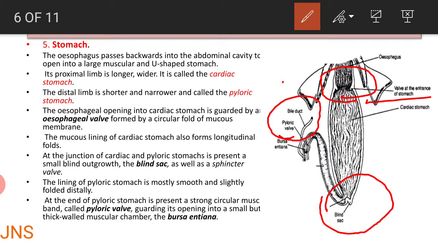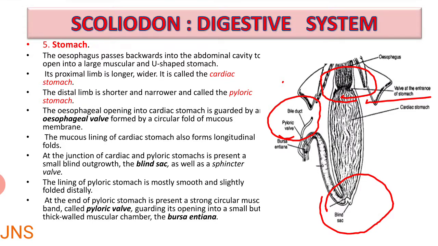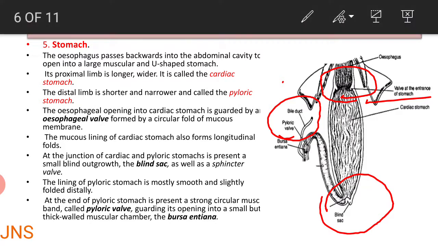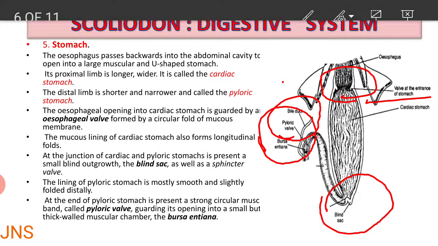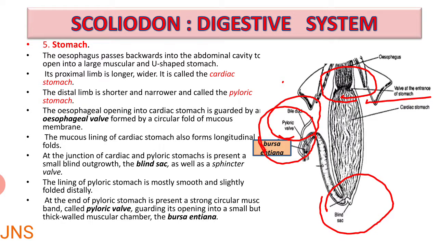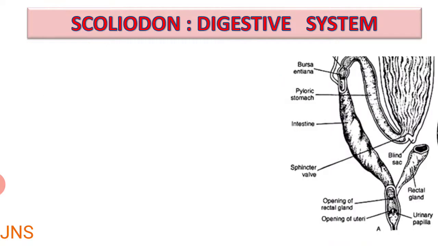At the end, where the pyloric stomach ends, there is a strong circular muscular band called the pyloric valve, guarding its opening into a small but thick-walled muscular chamber, the bursa entiana. Near that region there is the bursa entiana, which is the opening of the next part of the alimentary canal. So this is the position of the bursa entiana.